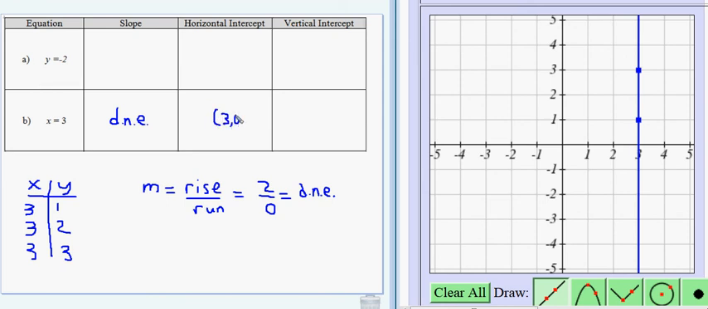The vertical intercept would be where the graph crosses the vertical axis. But my line is parallel to the vertical axis, so it'll never cross. So the vertical intercept never happens. It does not exist. Ever.